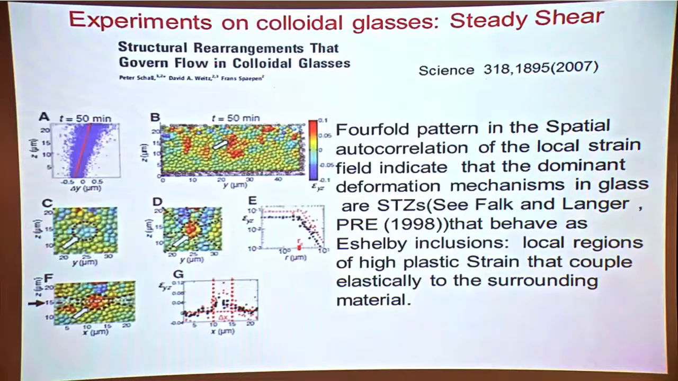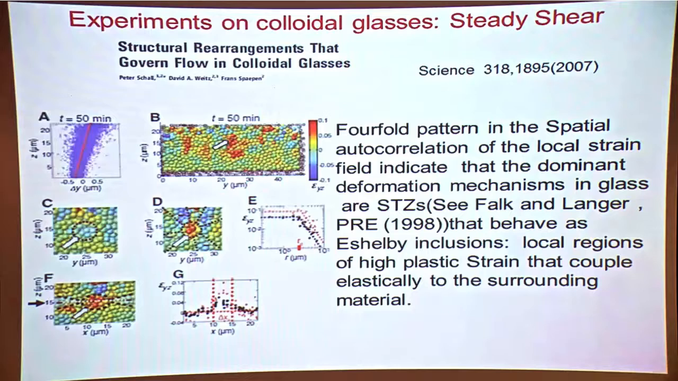On colloidal glasses, let me just give you a few slides on what experiments have been done. I'll be focusing more on the experiments and occasionally refer to some simulations. Here is the very early first work from 2007 by Peter Schall, Dave Weitz, and Spaepen. They looked at colloidal glasses, about 60% volume fraction hard sphere colloids, as a function of shear, but at an extremely slow shear rate, 2 times 10 to the power minus 5 per second.